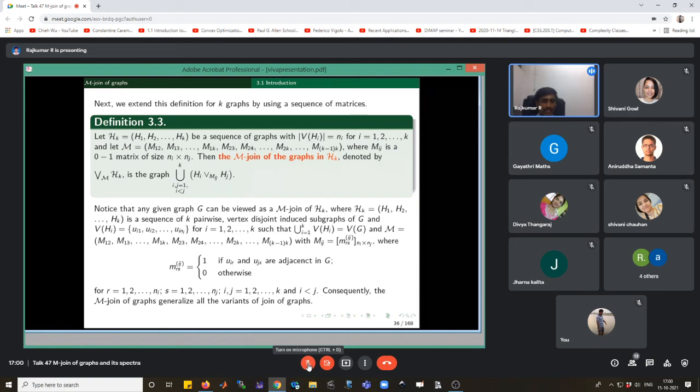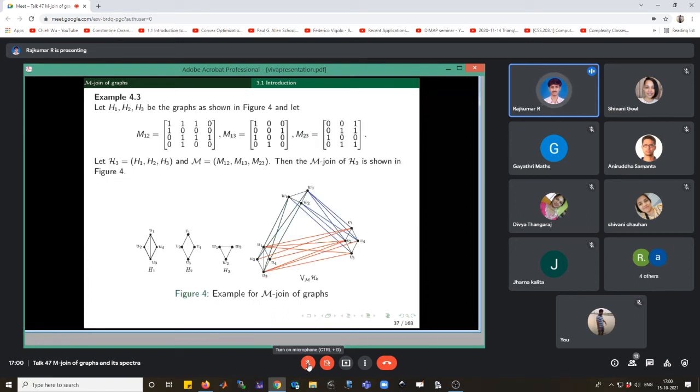So as a consequence, this M-join of graphs implies all the variants of joins of graphs, depending on each other. Of course, before going to see the definitions, we provide some examples.